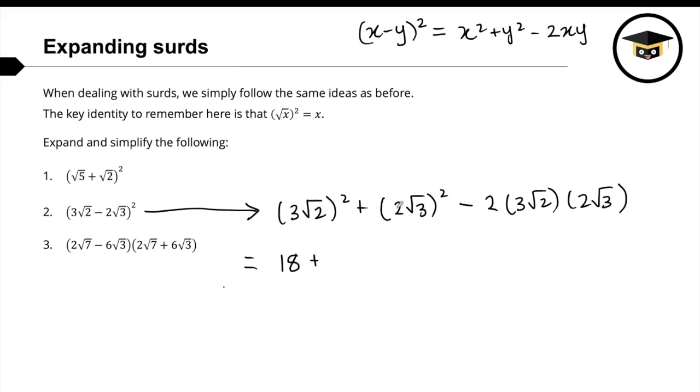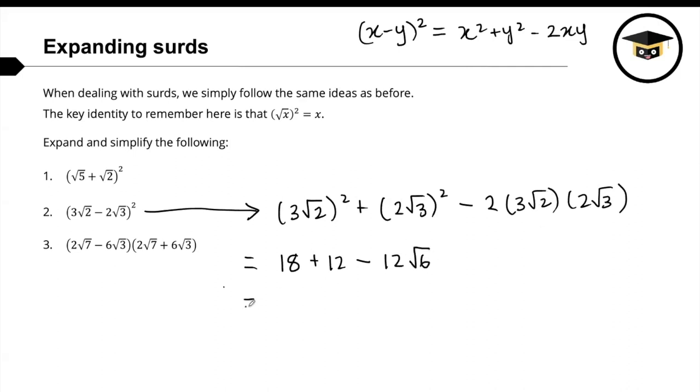Similarly, when we square 2 root 3, it's just going to be the square of 2, which is 4, and the square of root 3, which is 3. So 4 times 3 is 12. And now minus, here we have 2 times 3 times 2. So that's going to equal 12. And then we have root 2 times root 3, which is root 6.